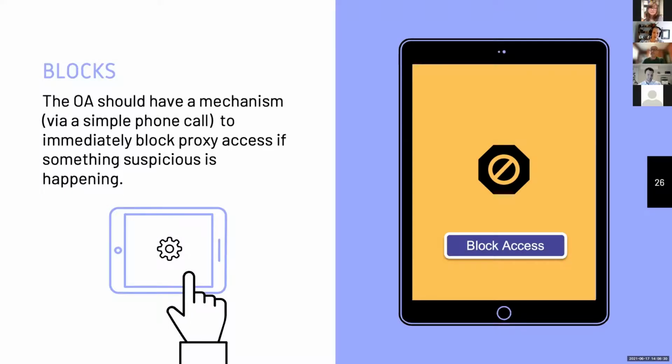We also want to make sure that in certain cases an older adult can fairly easily, without having to wait for an expiry date, cancel or block proxy access. If something suspicious is going on, this is going to be critical and probably needs to be available as something that can be done by phone rather than requiring the older adult to get into the system, which, you know, may be something that they're currently struggling with.